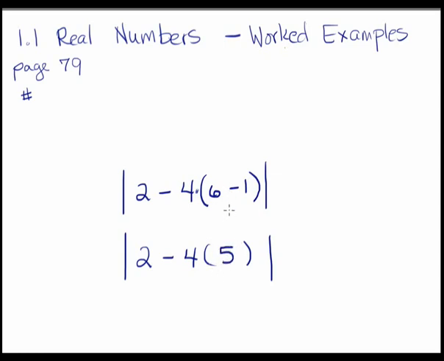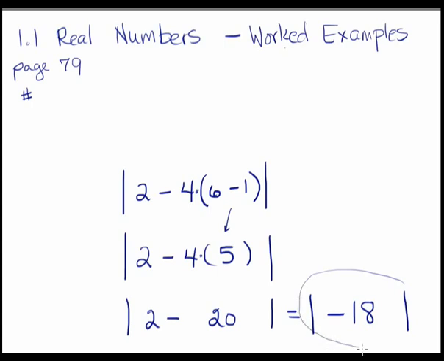There's my inside the parentheses work, the P in my PEMDAS. Now I'm going to do multiplication. 4 times 5 is 20. Now I can do the subtraction, but I'm still working inside the absolute value bars. What's 2 minus 20? Well, that's negative 18. Negative 18 is 18 units away from 0 on the number line. So for this piece anyway, my final answer is 18, not negative 18.